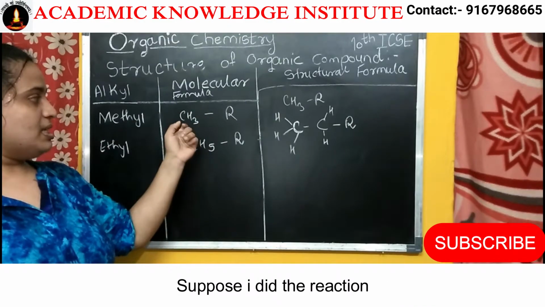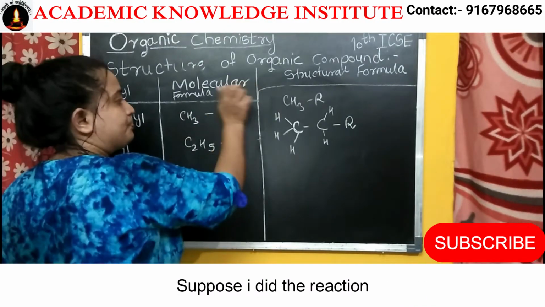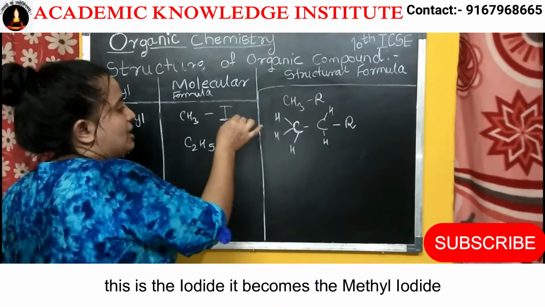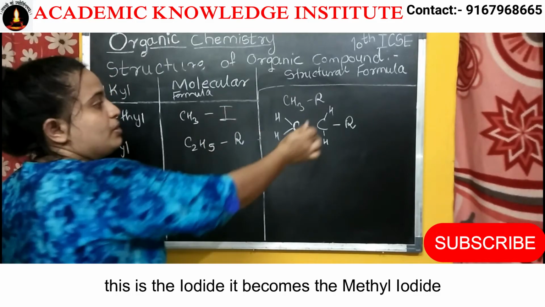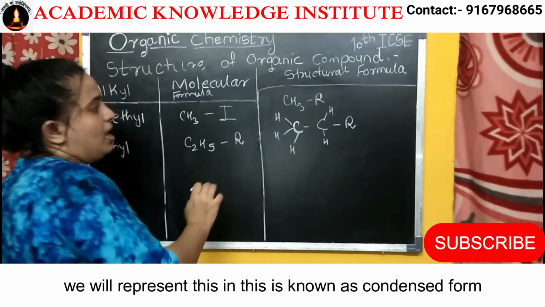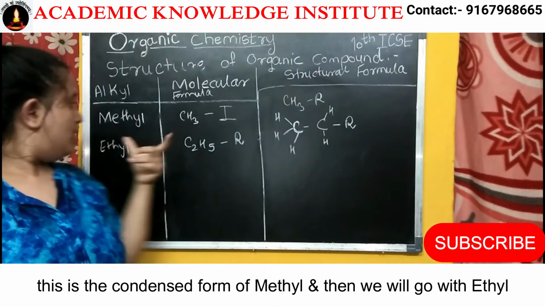Suppose I did the reactions and then here this is the iodide, so it becomes methyl iodide. So we will represent it in this form. This is known as the condensed form, and this is the condensed form of methyl.